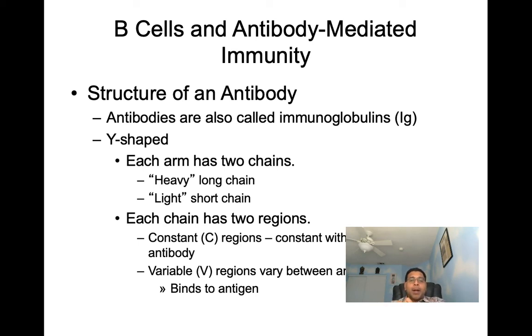When the antibody binds with the antigen, it can be engulfed by a neutrophil or a macrophage. Antibodies may also neutralize viruses or toxins. And each chain has two regions, a constant region and a variable region. The constant region is going to be constant within the same class of antibodies, and the variable region is going to vary between antibodies. This is the region that binds to the antigen.